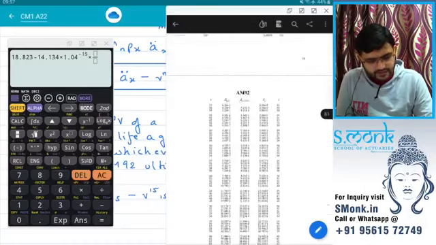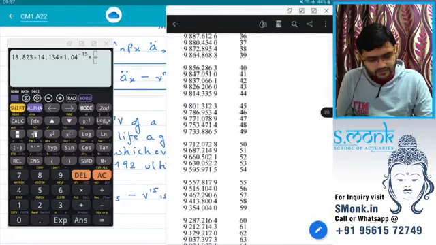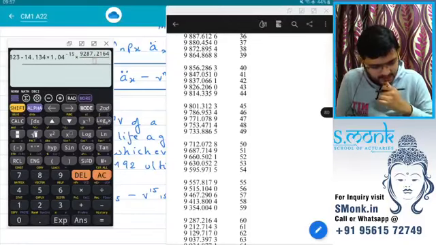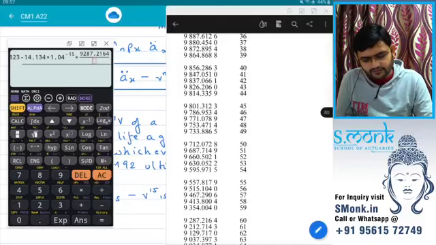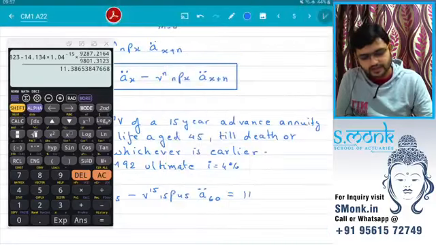So l45 and l60. So l60 is 9287.2164 by l45, 9801.323. So this is the value, 11.3865654.